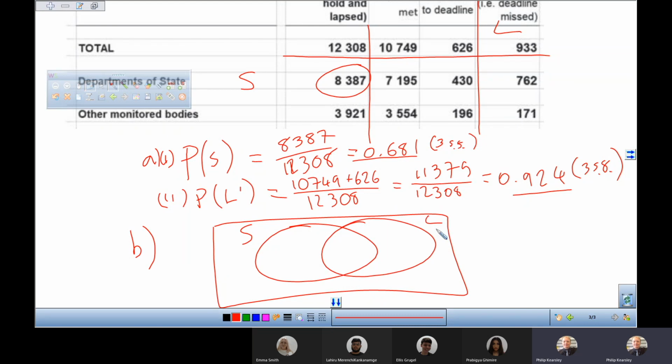Start with the overlap. 762 in the center. The others for Department of State, you can either take the 762 away from 8,387, or you can add the other 2, the 7,195 and the 430 together. Is that 7,625? I believe.